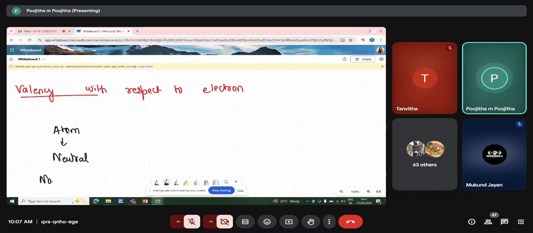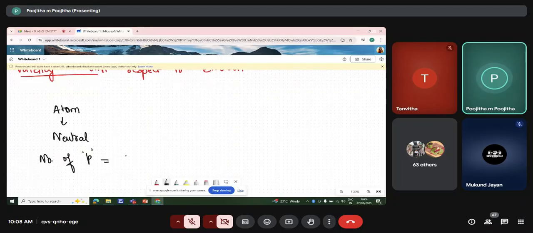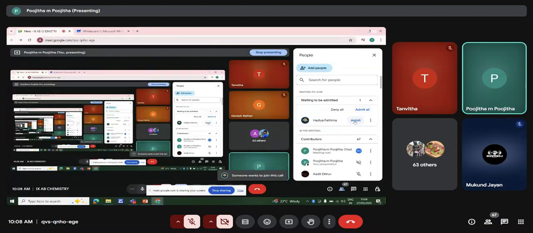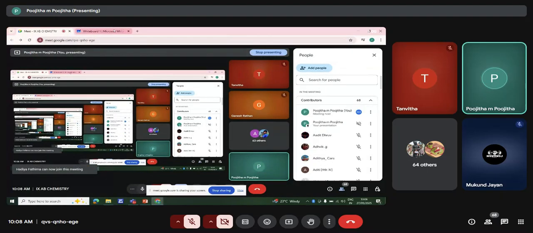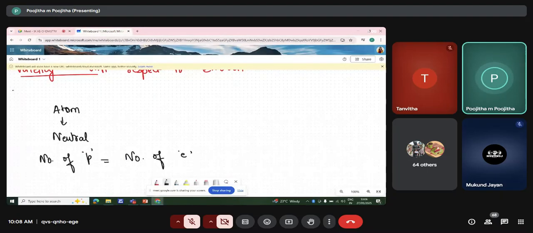So in today's class, we are starting with valency with respect to electron. Okay. So we all know atoms are neutral. Why is an atom neutral? Because the number of positively charged particles, which is nothing but the number of protons in an atom, will be equal to the number of electrons. So that is why an atom is said to be neutral.